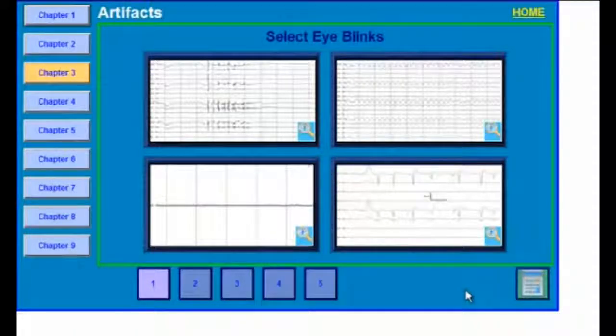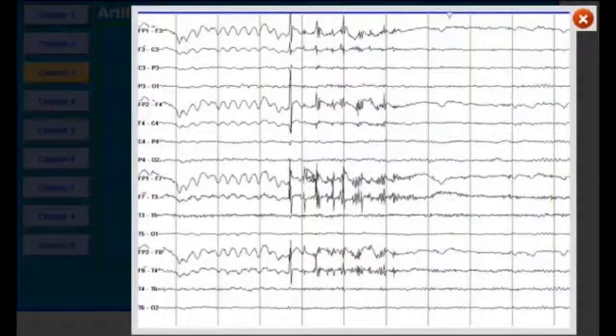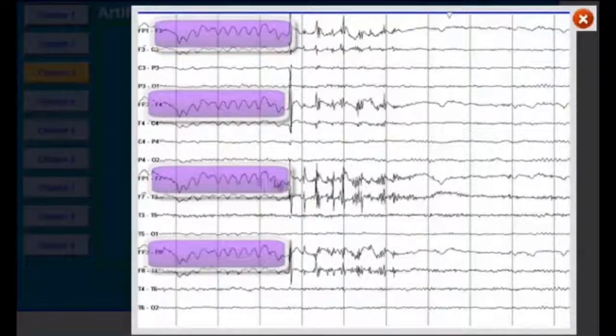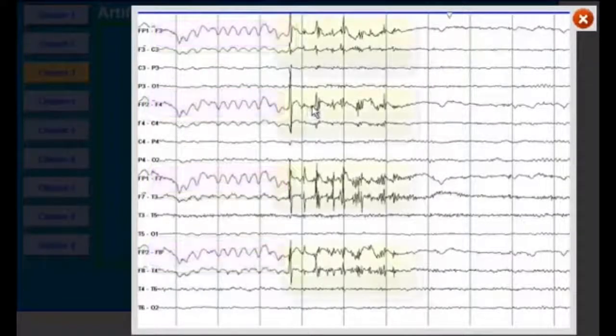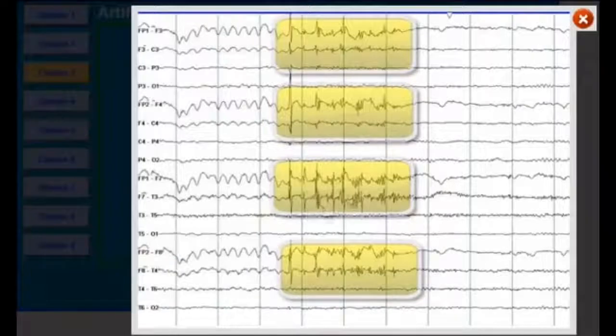Hello, so we will review some of the basic EEG artifacts today, and I'll start from chapter 3 of the web-based EEG Atlas. In fact, we are on chapter 3, so let's start here. We can expand these pictures by clicking on these zoom buttons here, and I'll start with this one. So this particular EEG shows ocular flutter. So these waveforms that you see here and here, these are ocular flutter, and this is muscle artifact.